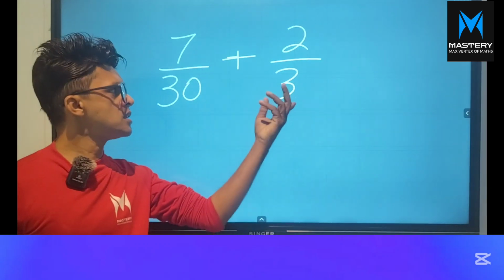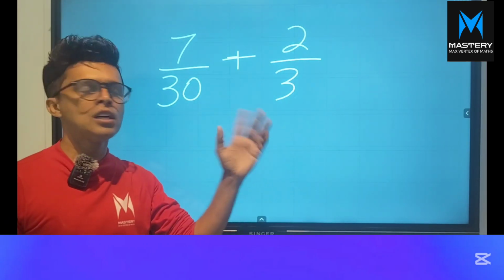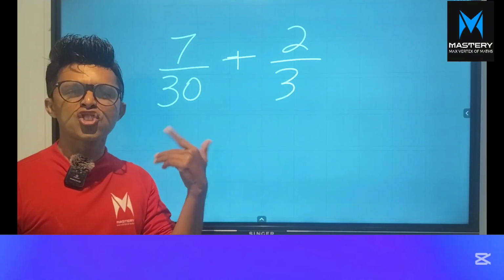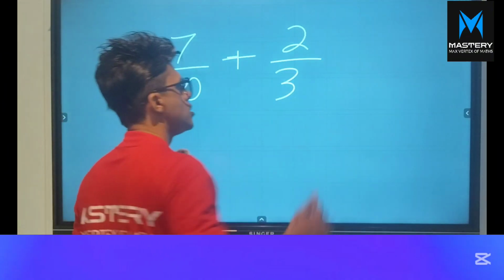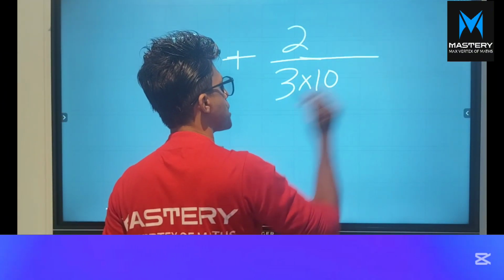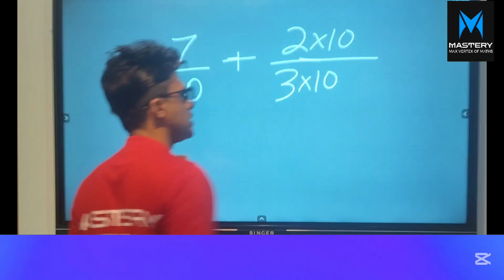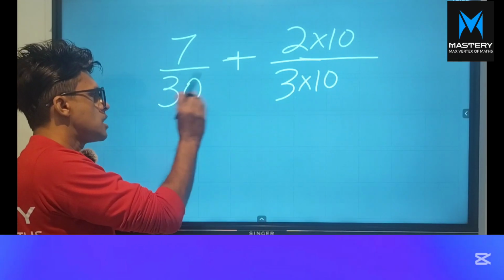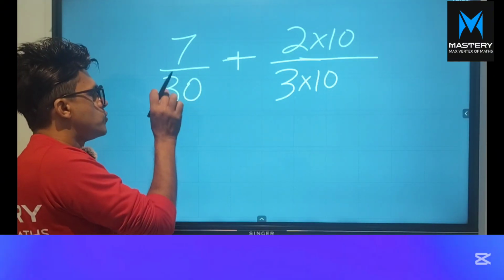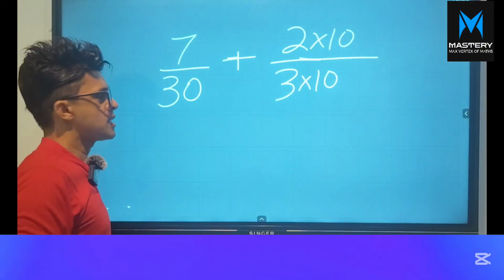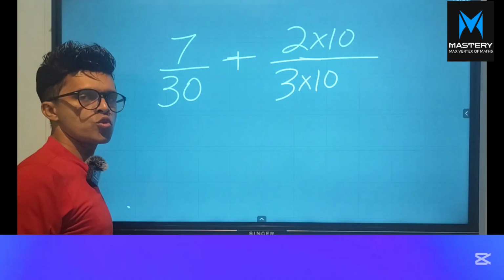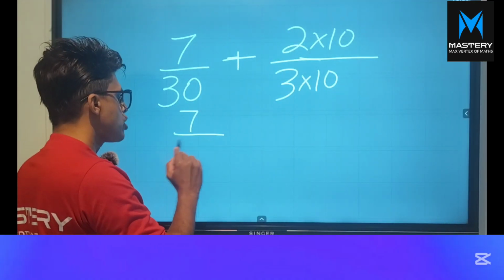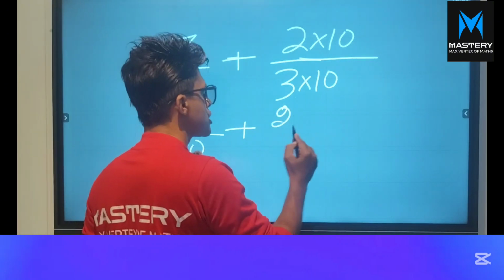How can we get 30 here? To get 30 here, we have to multiply the digit 3 by 10. So the denominator is multiplied by 10, and the numerator as well is multiplied by 10. The reason we do this is in order to get the equal denominator here. Here 30, then what we are going to do is take 30 here. Then 7 over 30 plus 2 times 10 is 20.